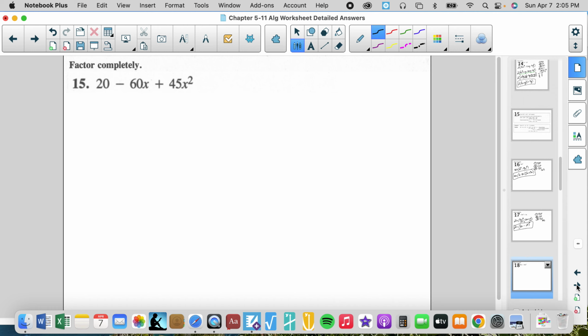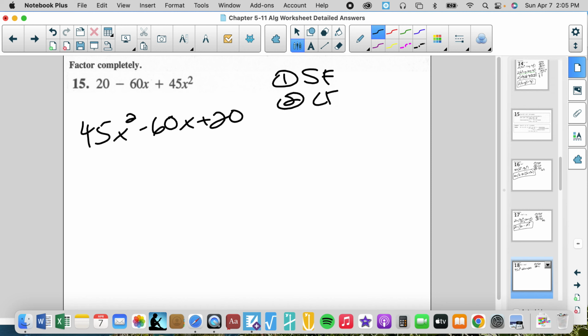And I'll show this next one. Next binomial square I'll show you. Sorry. We'll do that though. Standard form, no, it's not in standard form. So we're going to rewrite this in standard form. Then we are going to do a common factor of 5. That's 9x squared minus 12x plus 4.